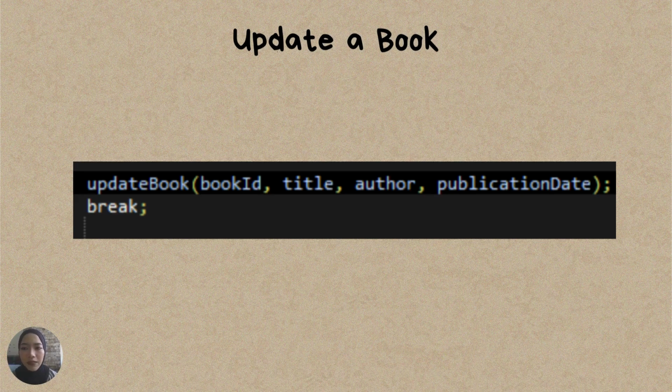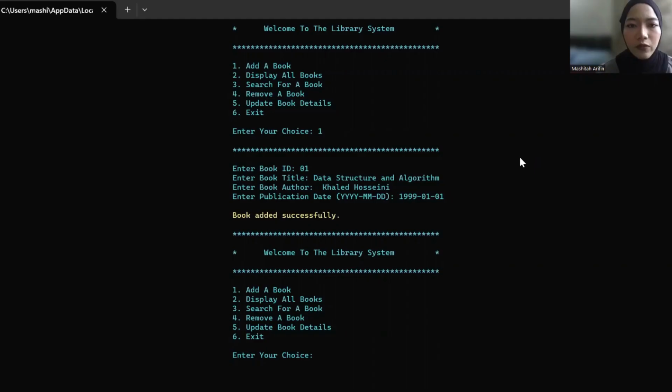After the function call, it brings out the loop of the switch statement where this code snippet is located. Before we proceed with the update book details, we first need to add a book, right? So I have already done that part. I have added a book with book ID 01, book title Data Structure and Algorithm, book author Khalid Hosni, and publication date 1999-1-1. Okay, so let us update the book.